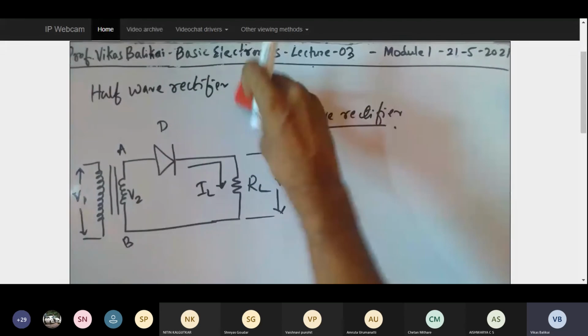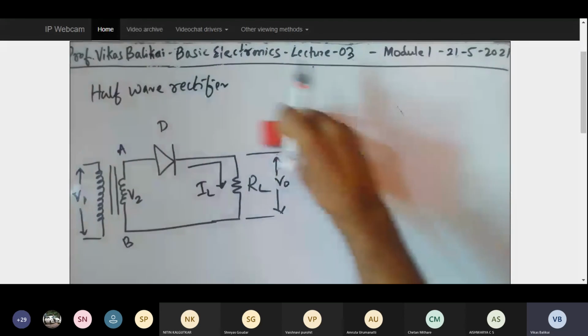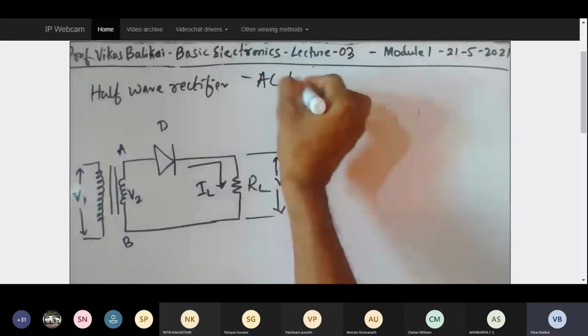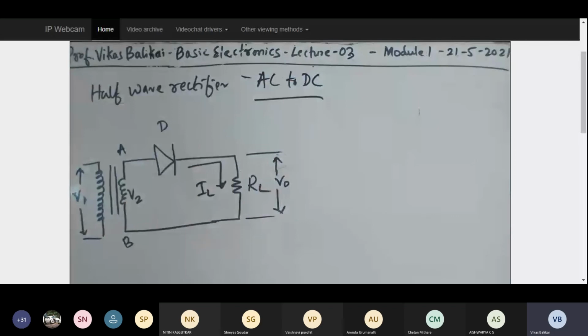Basically we are going to try to understand the operation of this particular circuit. A few things we should understand: why we are using certain components over here. Of course, we should be using diode because diode itself is going to be acting as our main component in converting the AC to DC. I cannot ignore the diode. Now the question comes, why this transformer? What is the usage of this transformer?